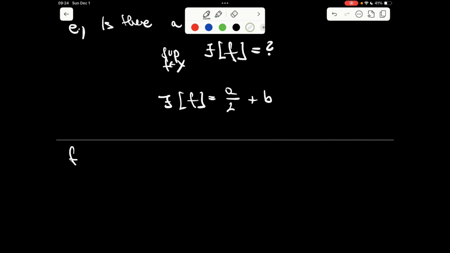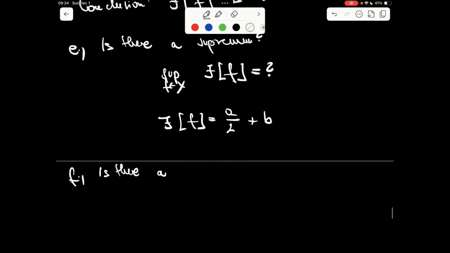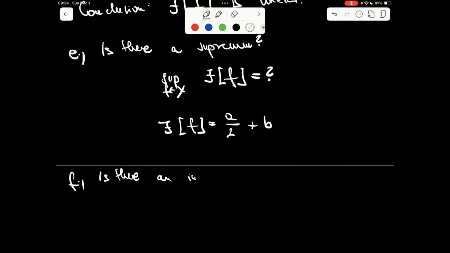And in part F, is there an infimum? For the same reasons, we cannot find an infimum either, because we can choose a and b to be arbitrarily low, so there is no such thing as an infimum. So this was problem 2. This was quite long.